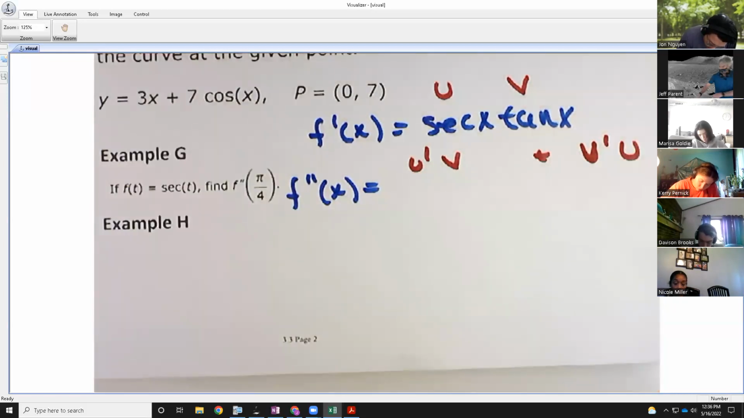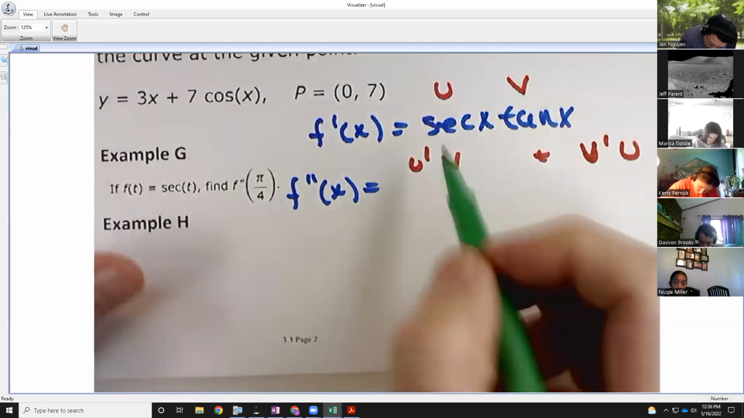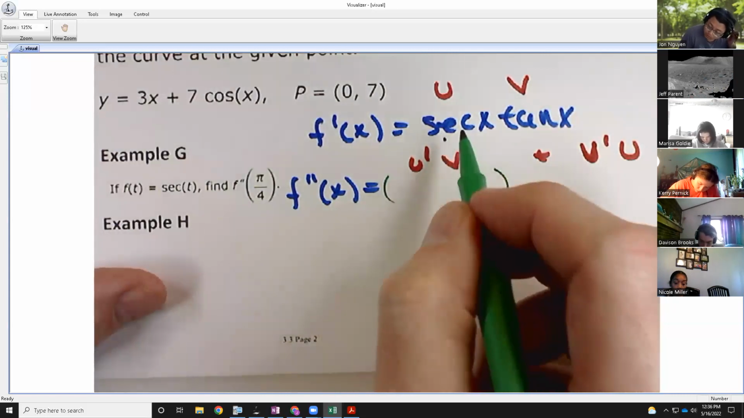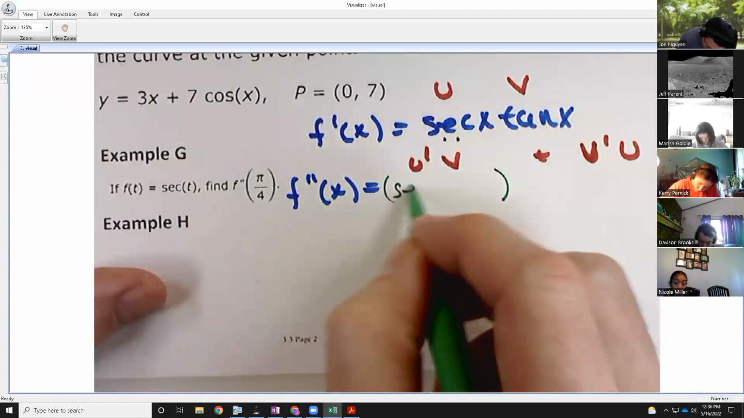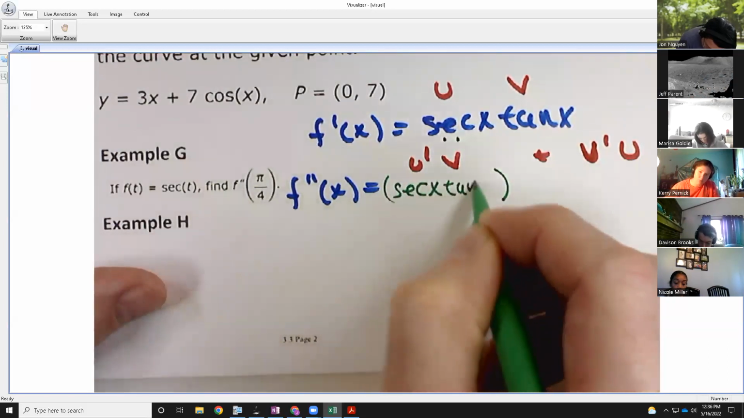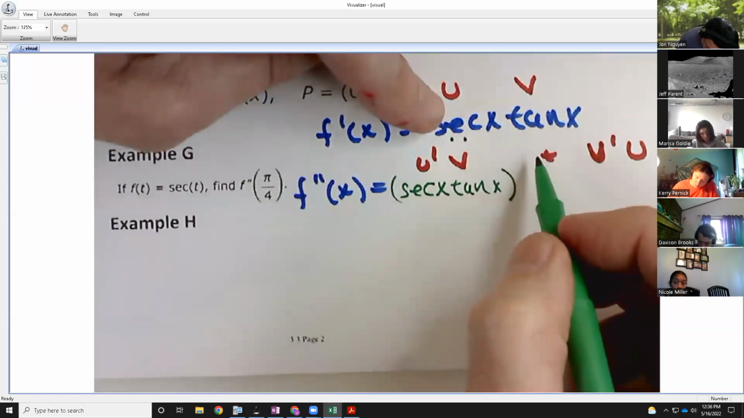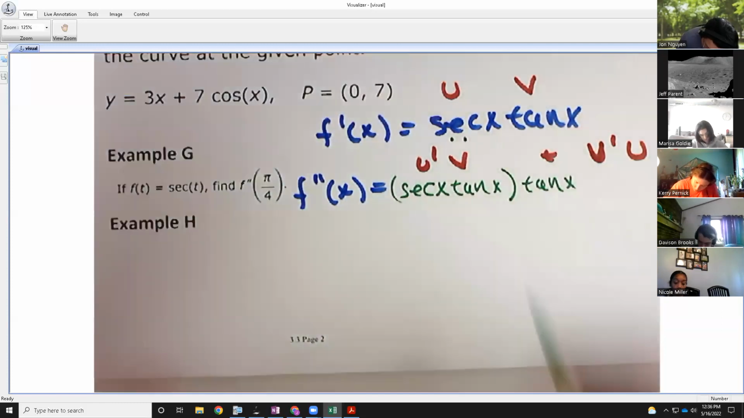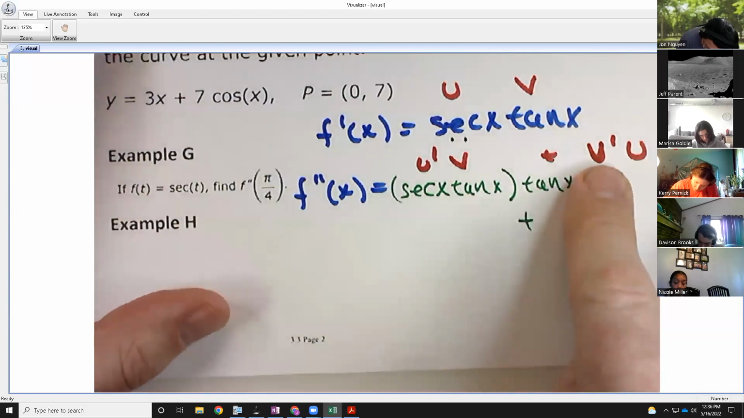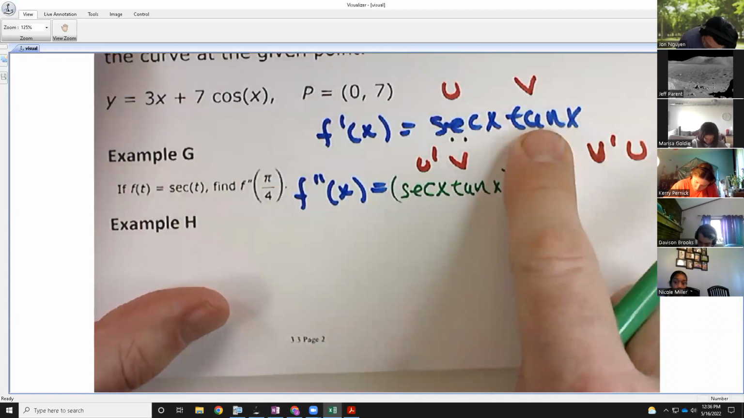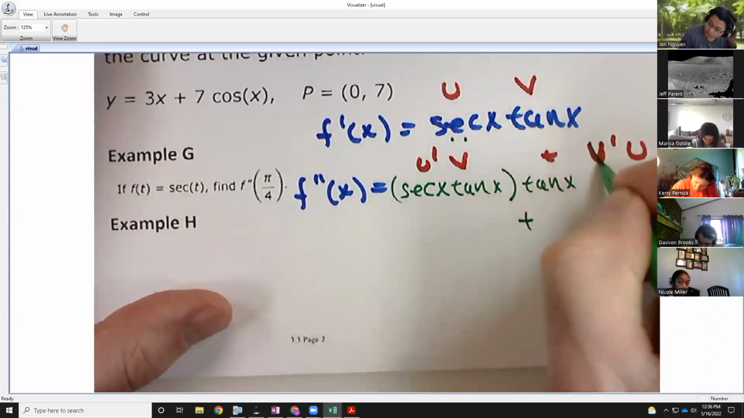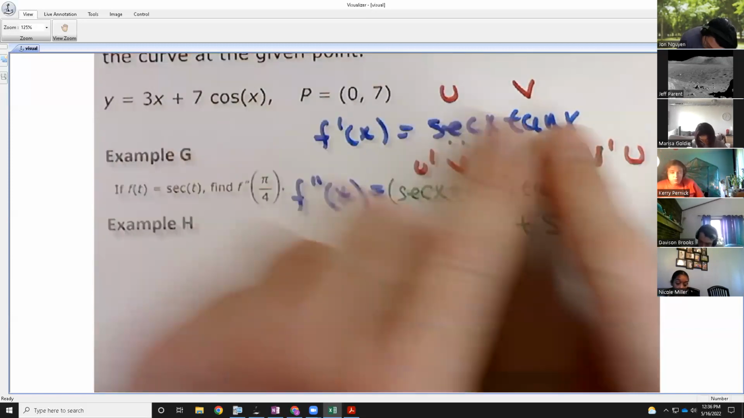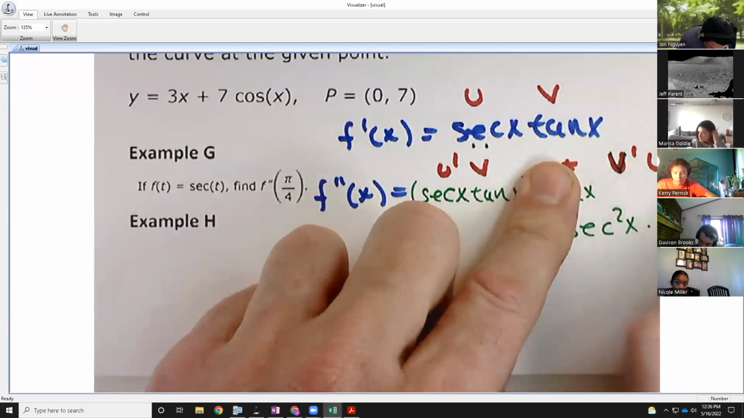So let's see if we can do that. U prime is going to be secant of x times tangent of x. That's my u prime times v. So I got another tangent there. That's okay. Plus v prime. Does anyone remember what the derivative of the tangent was? Yeah, secant squared of x. So it's going to be v prime times u, which is secant of x.